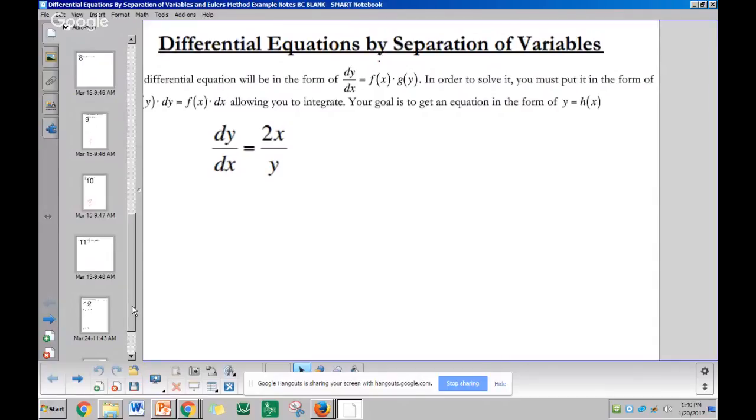We talked about differential equations and separation of variables, right? To solve differential equations.